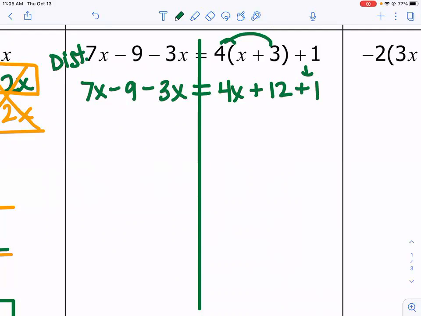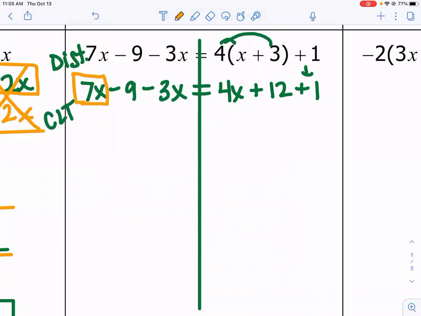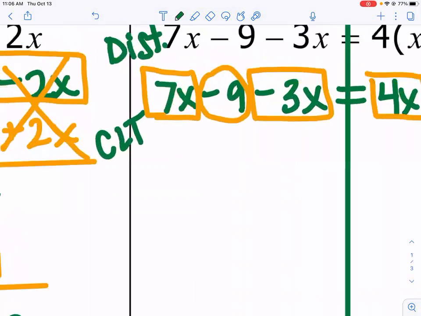Okay. Ooh, this problem has a lot to it, doesn't it? Okay. All right. After we distribute, we are going to need to combine like terms. So I'm going to go ahead and make my boxes and circles. Okay. Now remember, we are not moving across our fence. We have to stay on the same side of our fence. So I'm going to just zoom in so we're not tempted to.